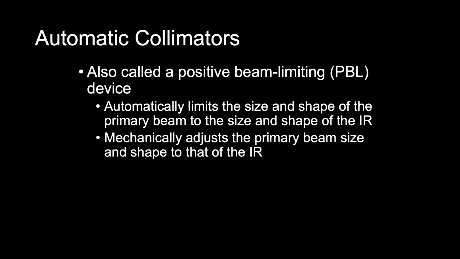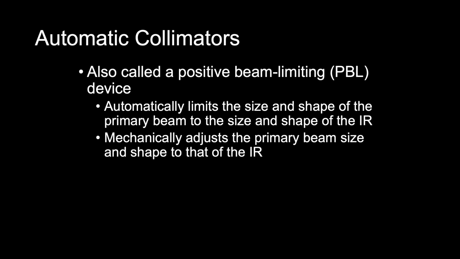An automatic collimator is also called a PBL, or a positive beam limiting device. It automatically limits the size and shape of the primary beam to the size and shape of the IR. So as soon as you put in the IR, it automatically will collimate down to the size and shape of the IR.